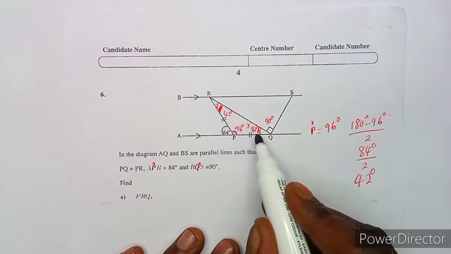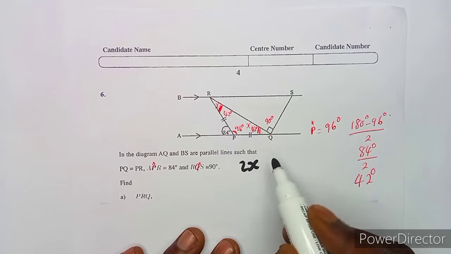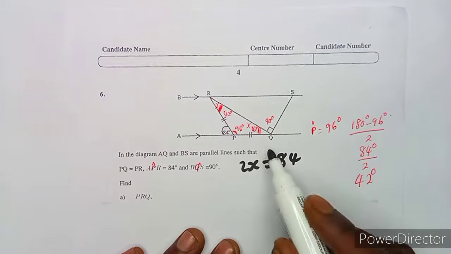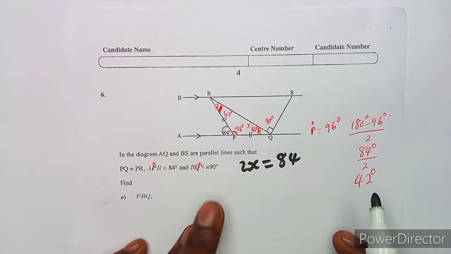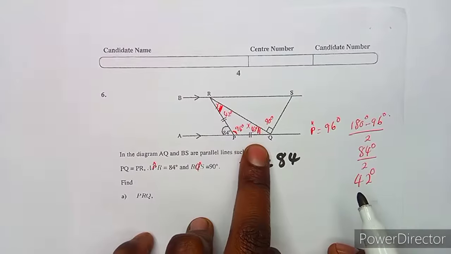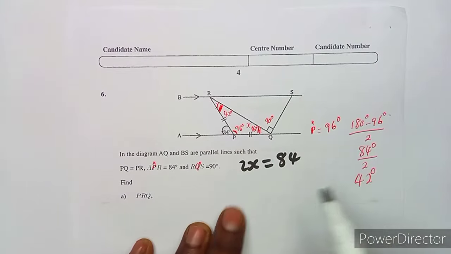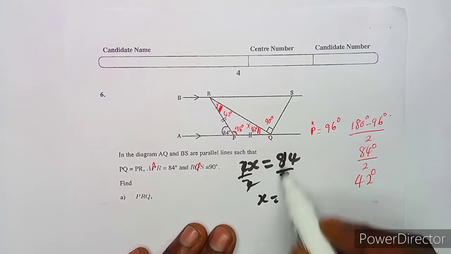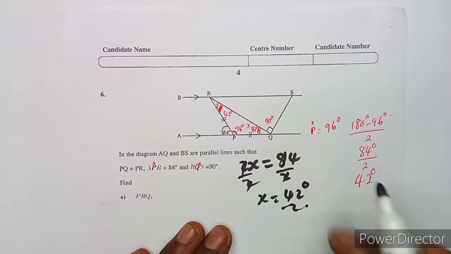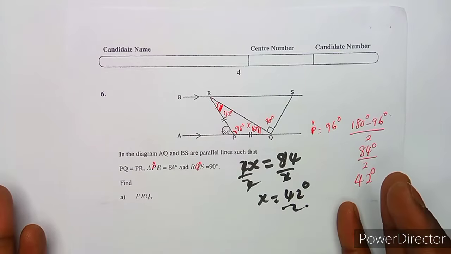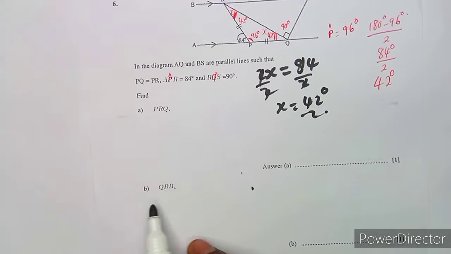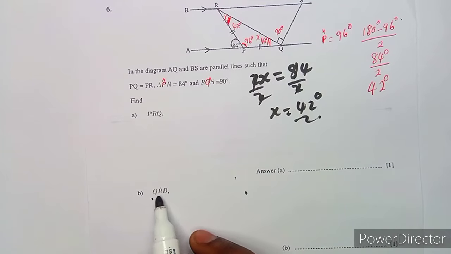You just add x plus x, which is 2x, and that is going to give us 84. Why choosing x and x? Because they are equal. If I put y here, this must be y also. So divide by 2 on both sides. That means our x is going to be 42 degrees. So that's how easier you could have done it. I don't know how you see it. Anyways, let's move on to QRB.